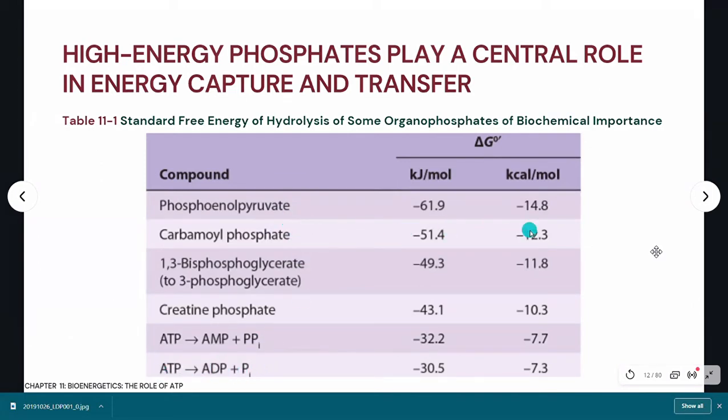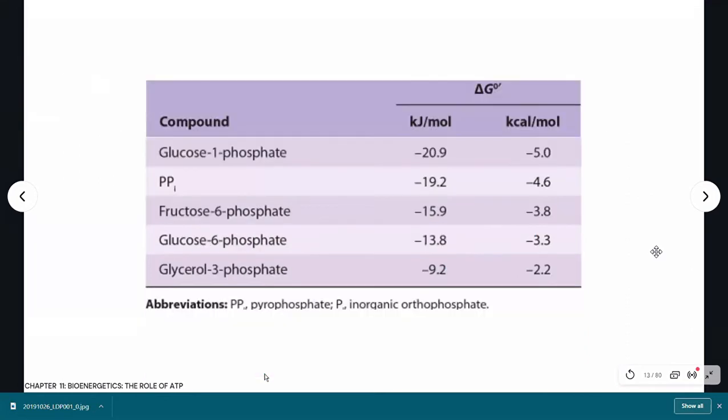That's high energy phosphate. Those below this cannot replace, because that's only 5. That's only 4. It's 3. That's 3 here. That's 2. Those phosphates cannot replace the phosphate that is lost in ADP.